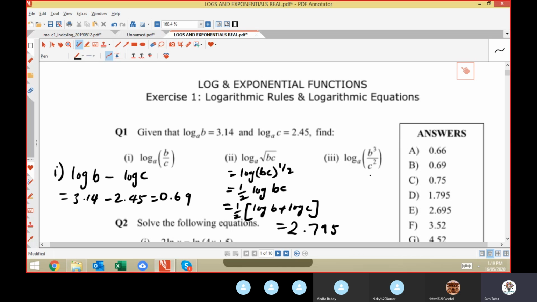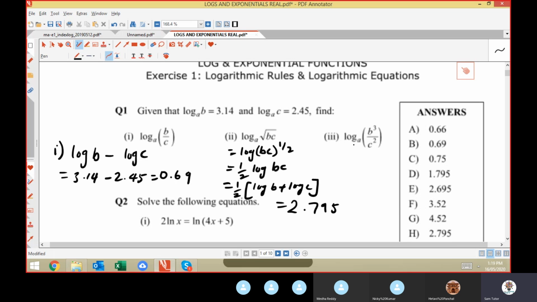And then triple I. Are you allowed to bring the power down of 3? You're not allowed to bring the power down just yet because there's a power of 2 down here as well. So what's your first line for triple I?